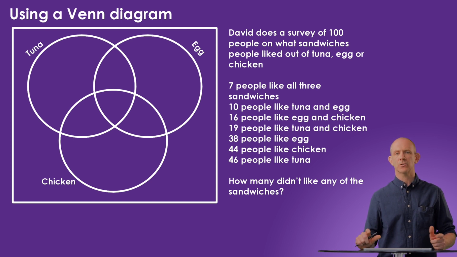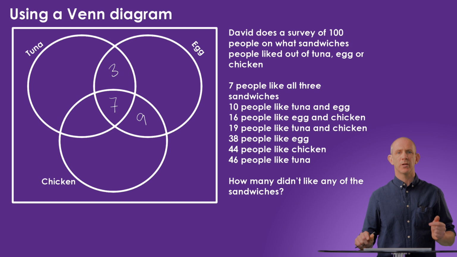Let's start by thinking where we can place the information we're given. Firstly, 7 liked all 3 sandwiches, so we can add that in first to the very centre of the diagram. If 10 people liked tuna and egg, we need to take the 7 that liked all 3 into account, so we can subtract 7 from 10 and get 3, to place into the section for tuna and egg, but not chicken. 16 like egg and chicken, so we subtract 7 who are in the centre to get 9 who like egg and chicken but not tuna.